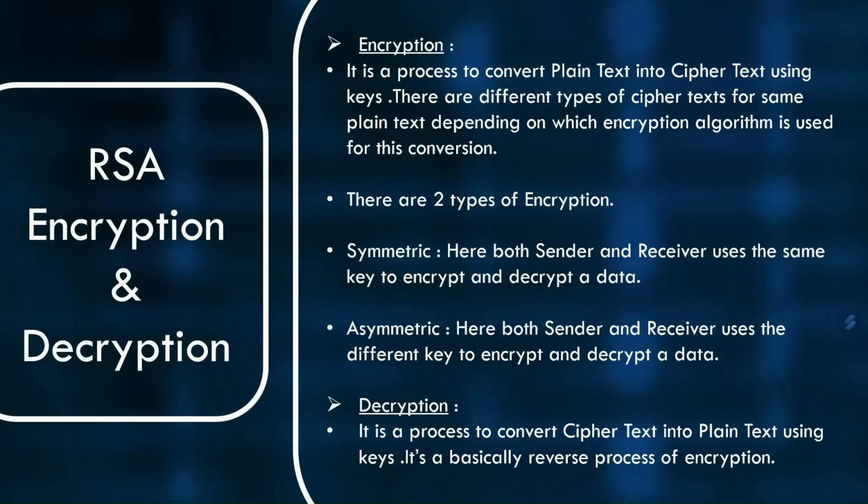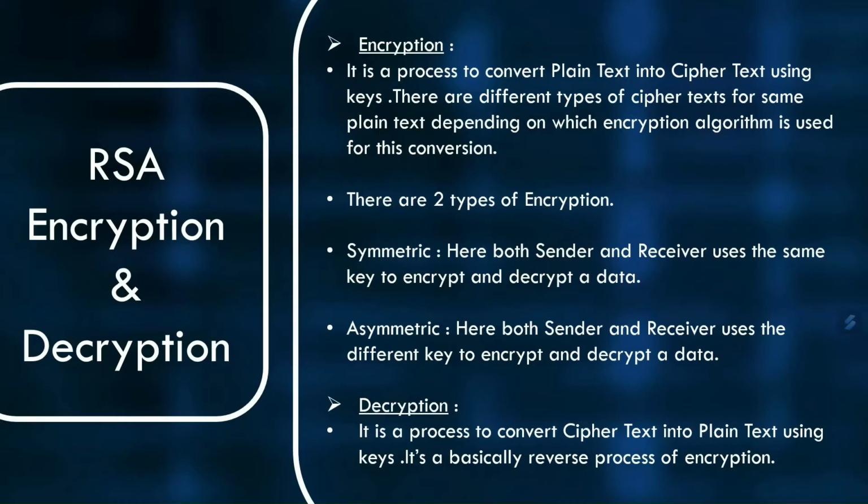Encryption. It is a process to convert plain text into ciphertext using keys. There are different types of ciphertext for same plain text depending on which encryption algorithm is used for this conversion. There are two types of encryption. The first one is symmetric, where sender and receiver use the same key to encrypt and decrypt the data.